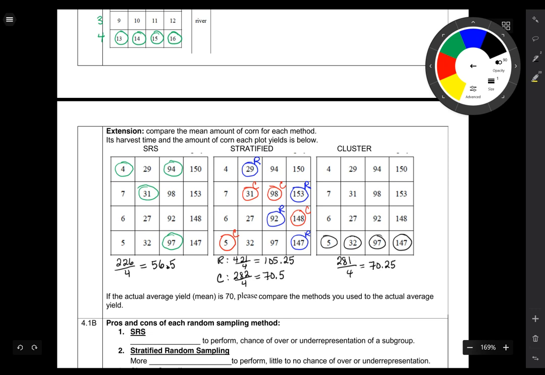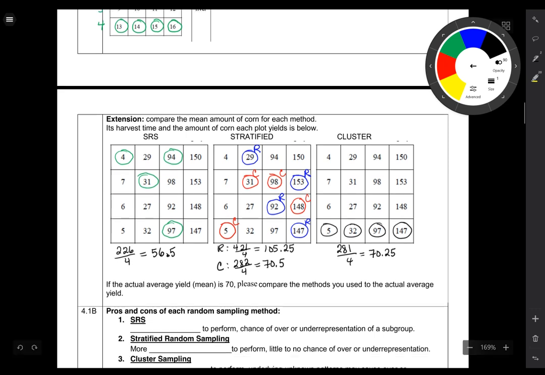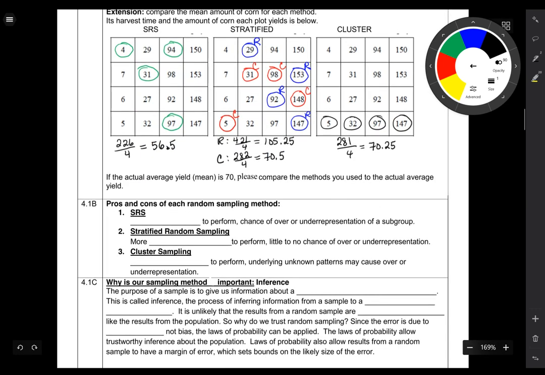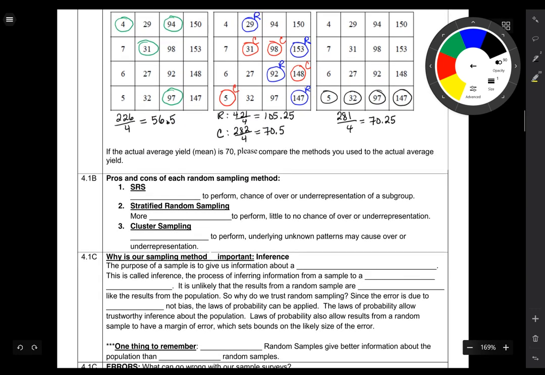So the best yield came from the stratified, and in particular the stratified by row. And as you can tell, you see why you ended up with yield closer to the river, and therefore you got a larger value. But stratified tends to work the best in this particular case.